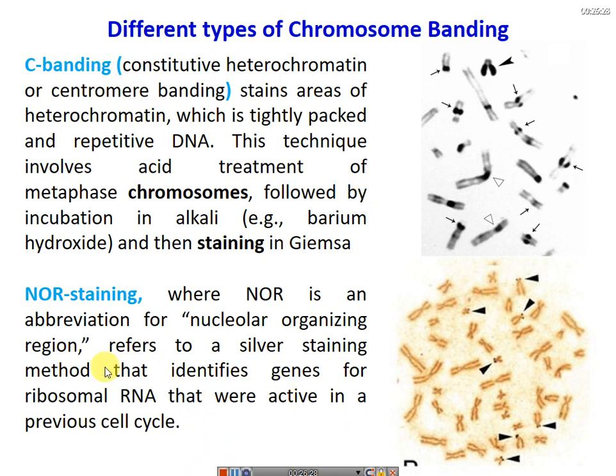Another type of staining is NOR staining. NOR is an abbreviation for nucleolar organizing region. Here we use the silver staining method to identify genes for ribosomal RNA that were active in the previous cell cycle. You see here only a few chromosomes are showing those dark bands, mostly at the petite arms, the small arms. They are having these nucleolar organizing regions. So these regions, which were actively making ribosomal RNA, can be identified by the NOR staining.